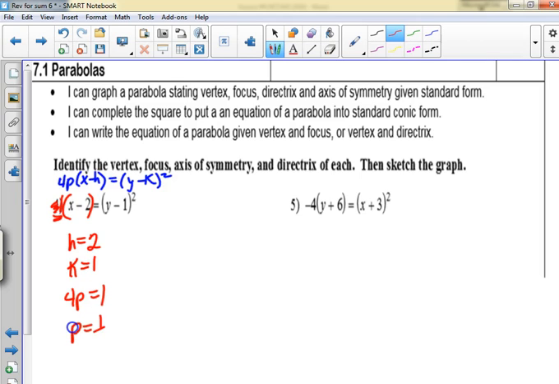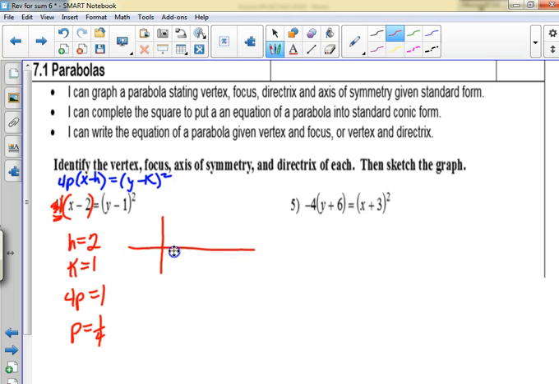So p is 1/4. All right. Then we need all this other garbage. Which way is it opening? The y is squared, so it's opening left or right. Okay, and it's positive down here, the p, so it's opening right.